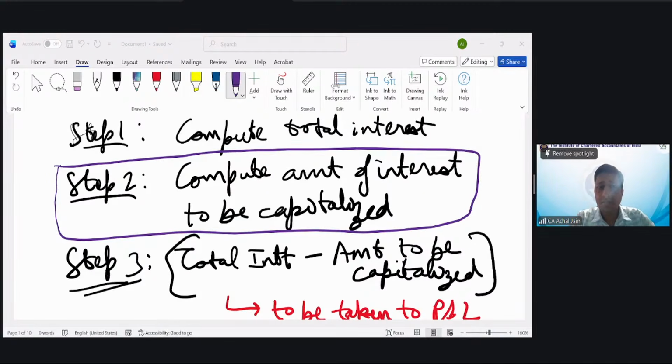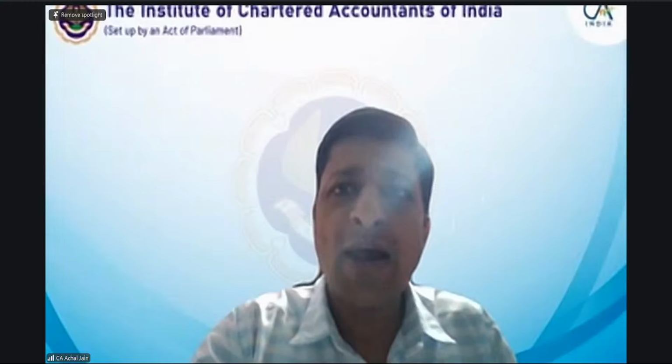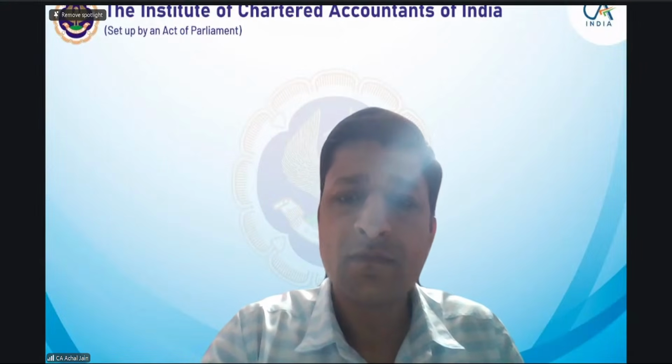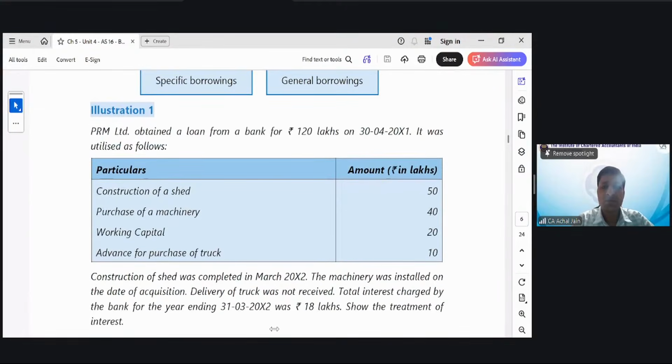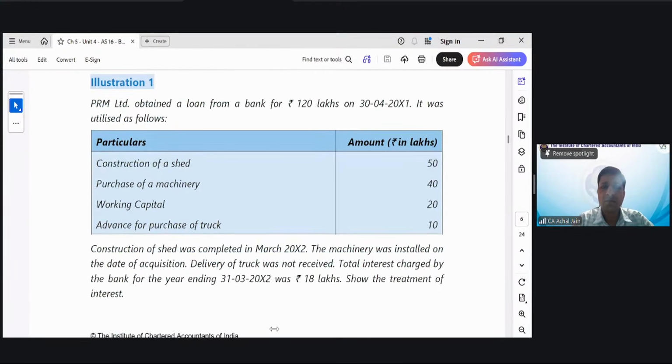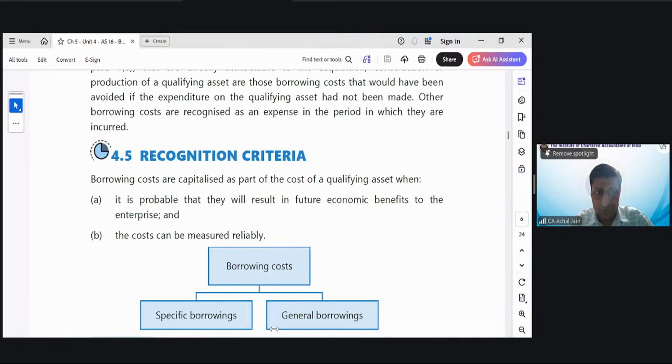Sir, from the date of construction, let me just go back to that document. From the date we've taken the loan to the completion of shed construction, it takes only 11 months. So for a qualifying asset, the criteria should be 12 months. So how are we taking it as a qualifying asset?